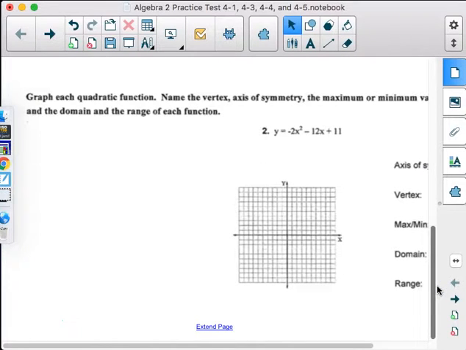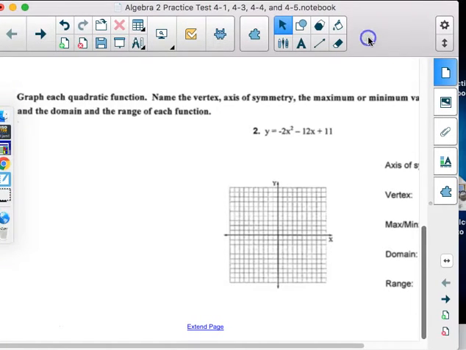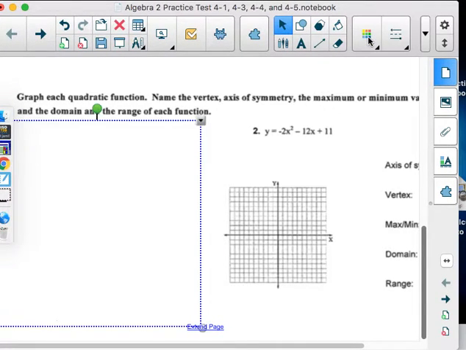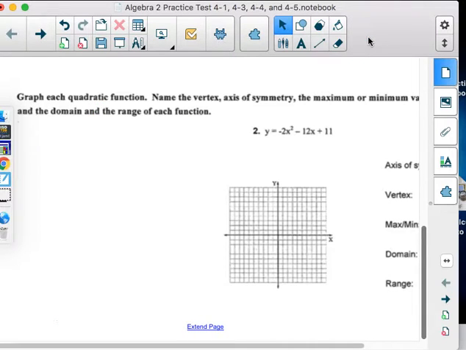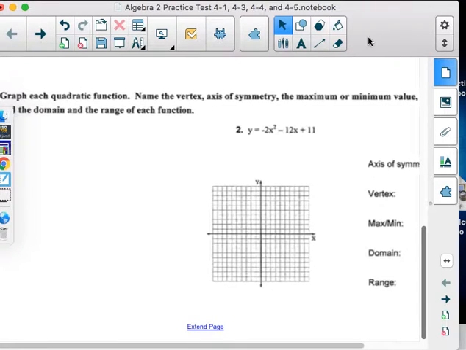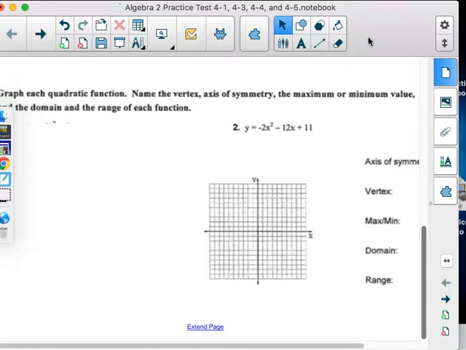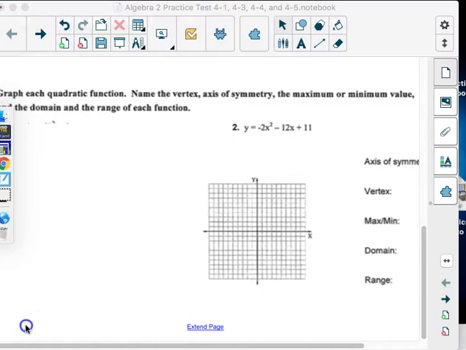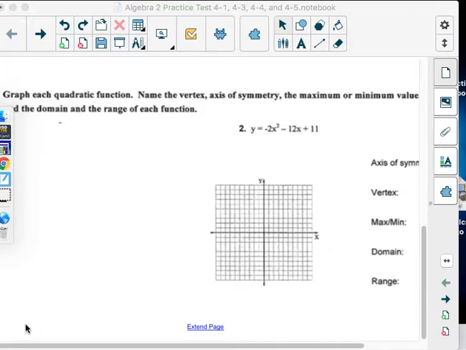Here we go. So graph each quadratic function, name the vertex, axis of symmetry, maximum or minimum values, and the domain and the range of each function. So what we have to do is figure out, well, what form is this in? And once we know that form, work from there. This is probably needing to be slid over a little bit so we can see all those pieces. All right, this is a little goofy, so I will have to write the information about axis of symmetry, vertex, max, min, domain, and range to the left of those words.